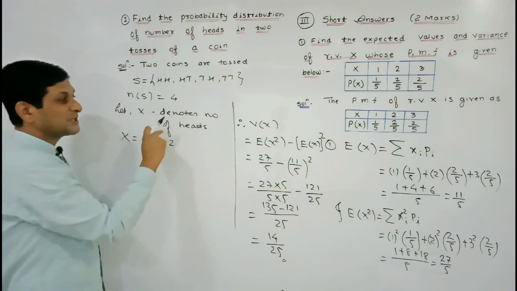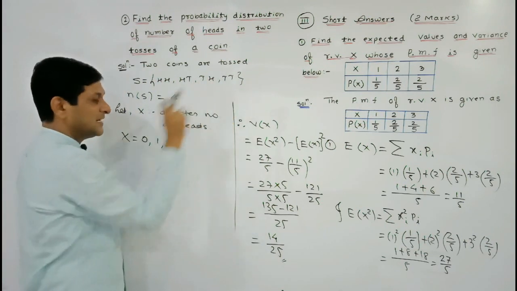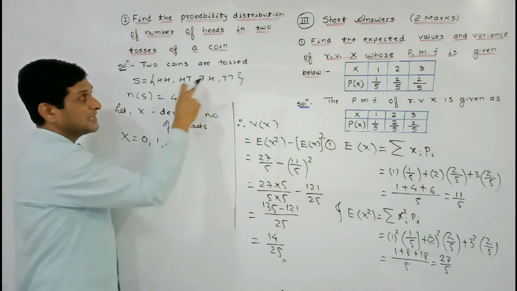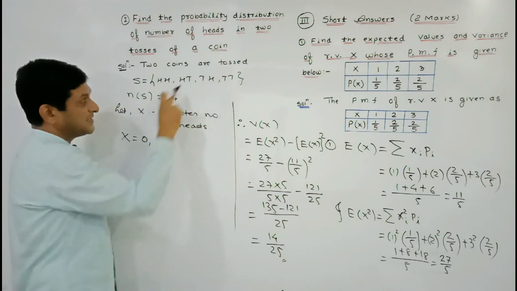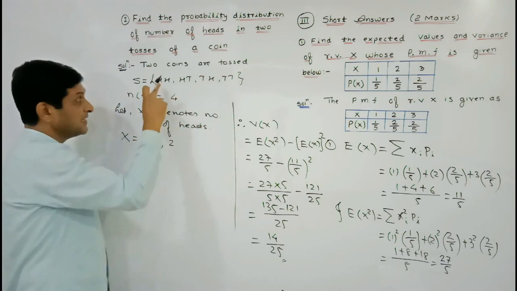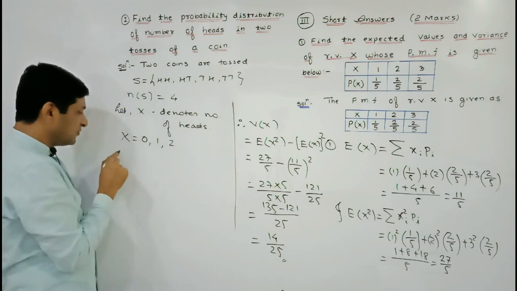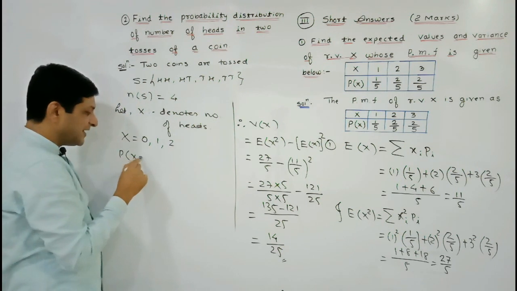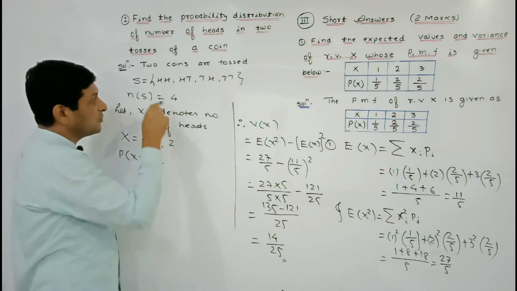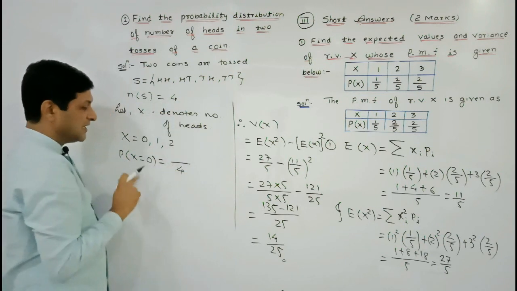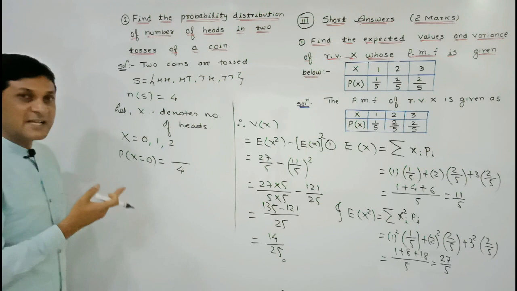तो x क्या डिनोट कर रहा है? नंबर ऑफ हेड. यहाँ पे एक भी हेड नहीं, इसका मतलब x की वैल्यू 0 है. यहाँ पे एक हेड है, मीन्स x की वैल्यू 1. यहाँ पे भी एक हेड है, सो x इज 1, और here heads are 2, so x will be equal to 2. So now we are finding probability when x is equal to 0. Total how many outcomes are there? 4 outcomes. Now we have to find out probability when x is equal to 0.